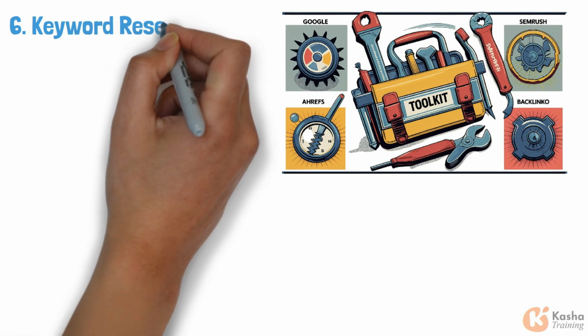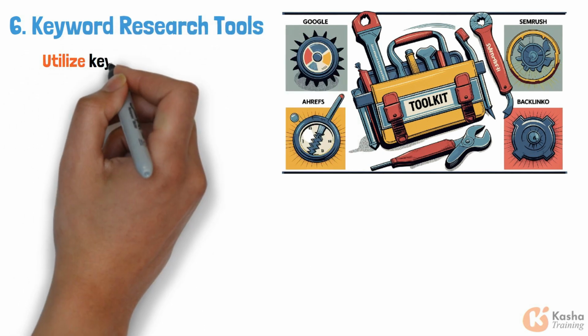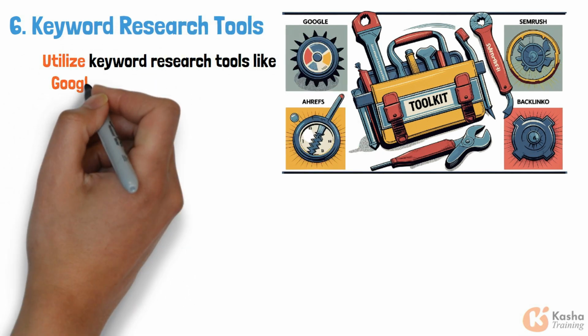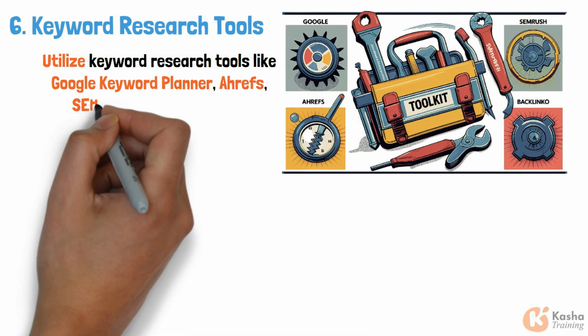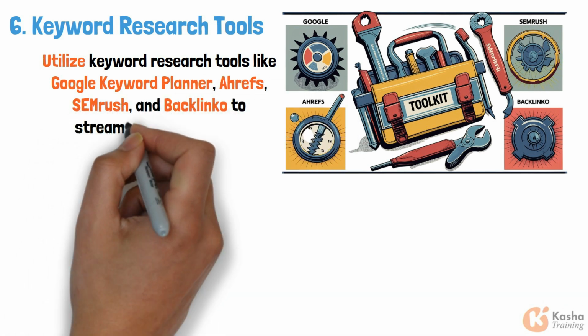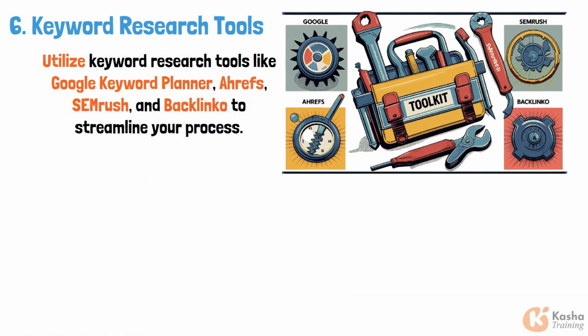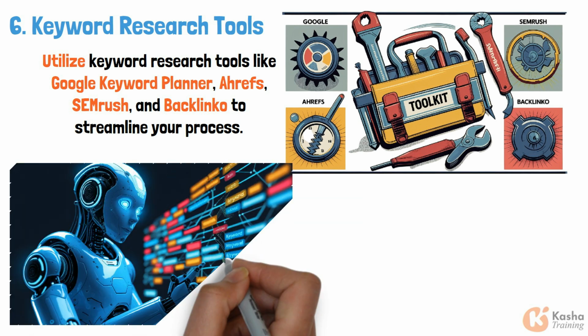6. Keyword research tools. Utilize keyword research tools like Google Keyword Planner, Ahrefs, SEMrush, and Backlinko to streamline your process. These tools provide insights into search volume, keyword difficulty, and competitor analysis, helping you refine your keyword strategy.